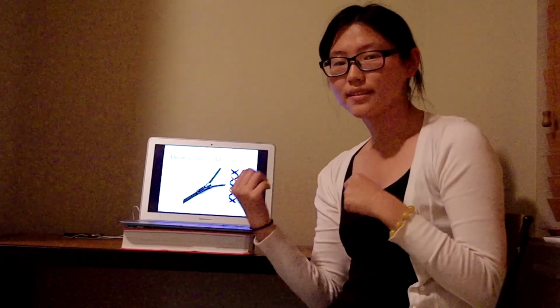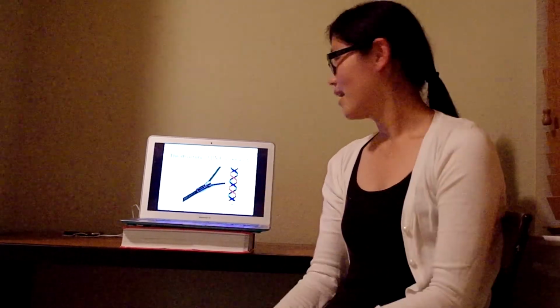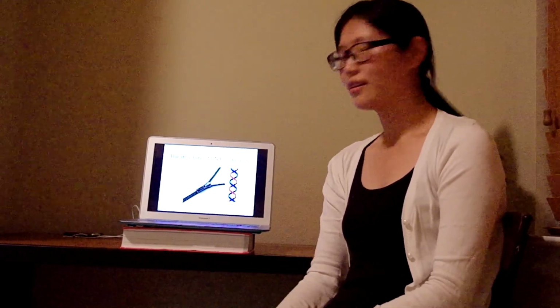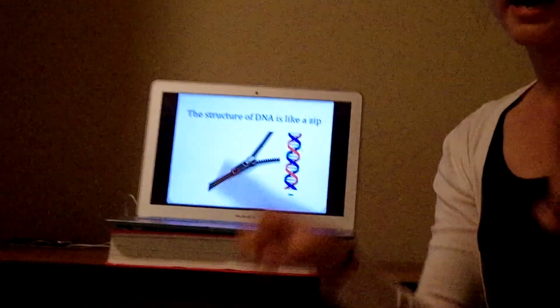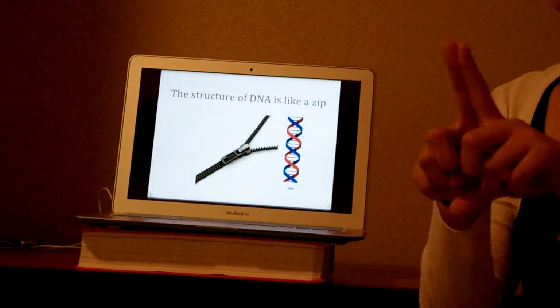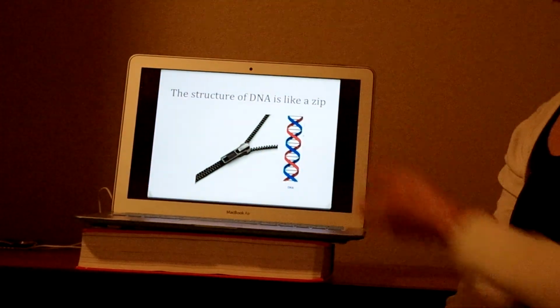Next, we will see the structure of a DNA. As you can see in this picture, DNA has two strings, and these two strings can pair with each other, just like a zip.